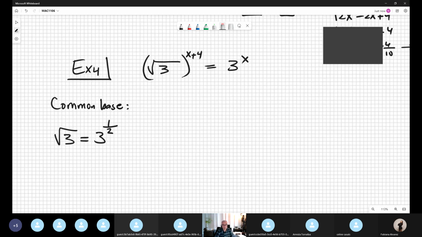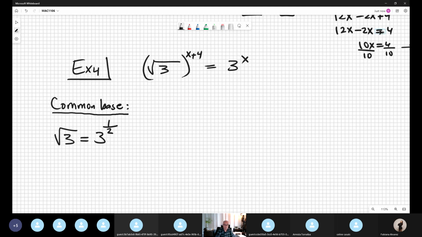Okay, entonces, bueno, entonces answer my question. What in this example is the common base, in your opinion? 3. It's 3, because in the first part is 3 raised to the 1/2, equivalent to radical 3, raised to the x plus 4, equal 3 raised to the x.